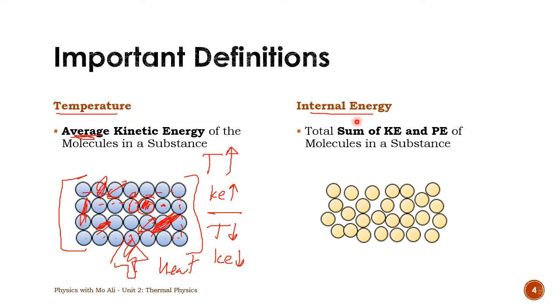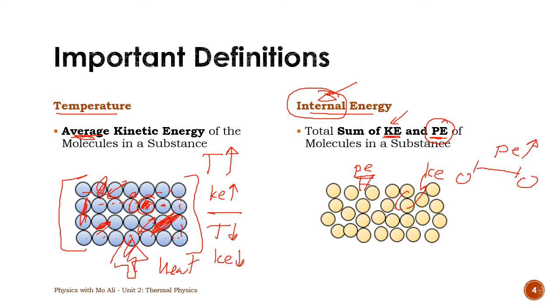Next, internal energy. The word internal means on the inside. And there are two types of energy inside a substance. Kinetic energy, which we've already agreed exists because the molecules are busy moving. And potential energy. Potential energy is the energy stored inside the molecules when they're far apart from each other. The further apart the molecules move, the more potential energy they have.